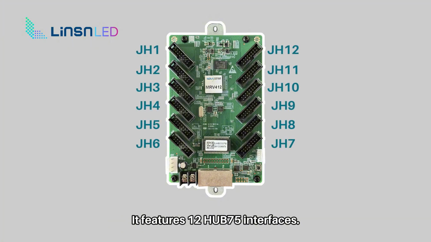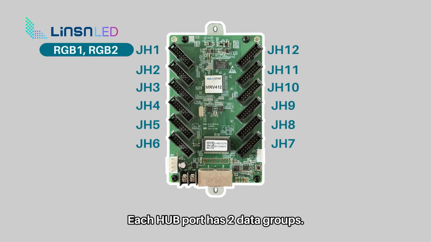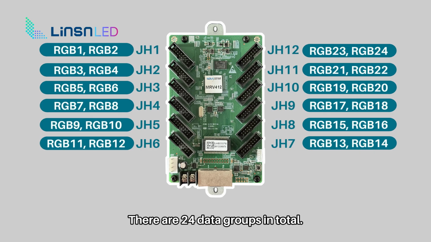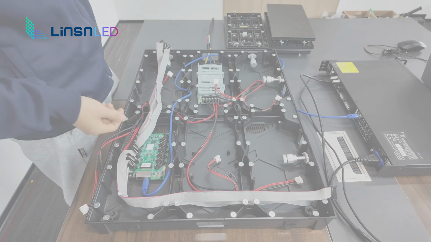It features 12 hub75 interfaces. Each hub port has 2 data groups. There are 24 data groups in total.